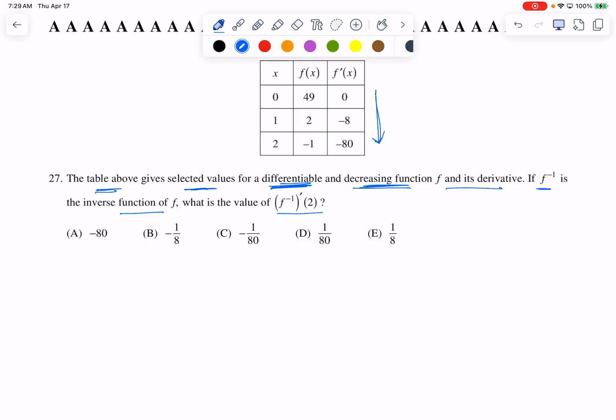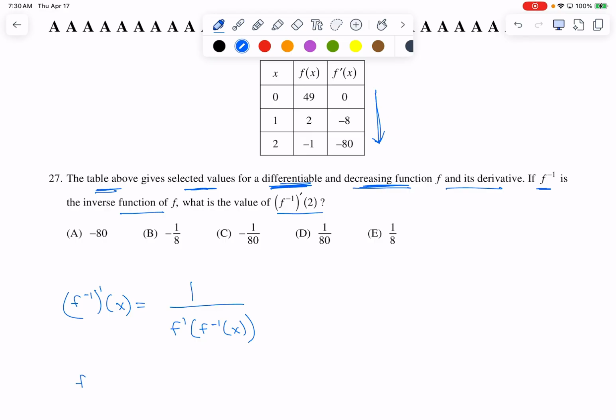All right, who remembers the derivative of the inverse? 1 over f prime of the inverse. All right, you should have this memorized. It's 1 over the derivative of the original function evaluated at the inverse. Say it with me. What's the derivative of the inverse? 1 over the derivative of the original evaluated at the inverse. Okay, here we go.